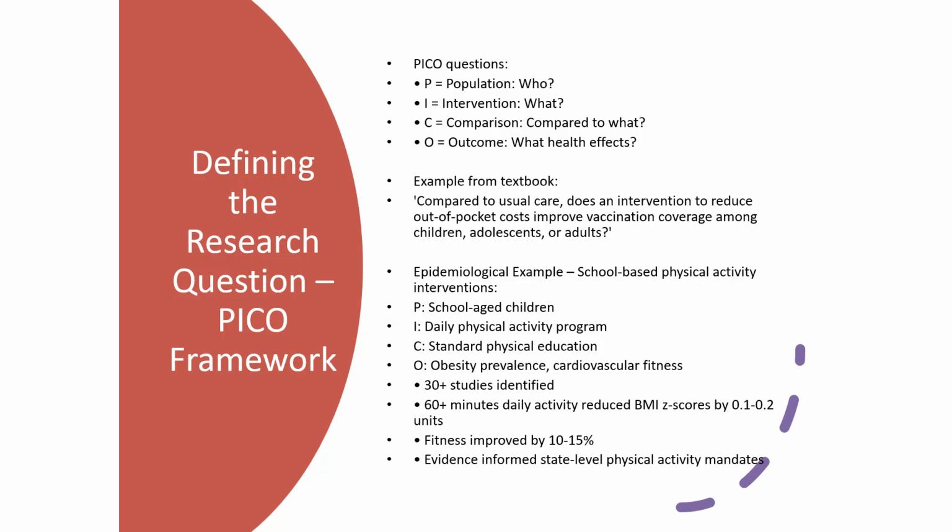They found that interventions with at least 60 minutes of daily activity reduced BMI z-score by 0.1 to 0.2 units and improved fitness by 10 to 15%. That might not sound like a lot, but at a population level, it is meaningful. And this evidence was used by several states to mandate daily physical activity in schools. Without a clear PICO question, that review would have been a mess.